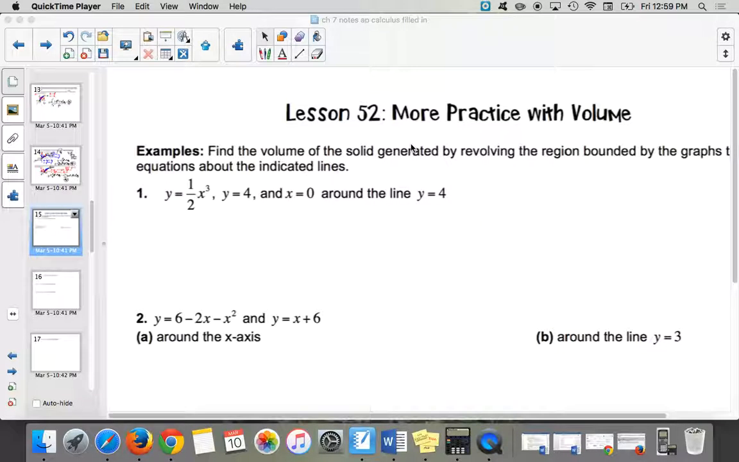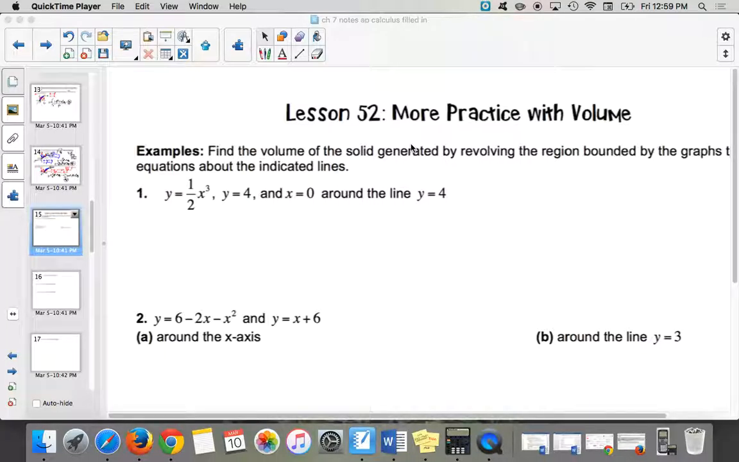52 is more practice with volume. So some of you are coming to me or texting me and saying, hey, I'm having some issues when it's around the line x equals -2, y equals 4, things like that. I never know if I should be doing dy or dx, and we're going to figure that out. So we're going to do some more examples today of those types of questions.